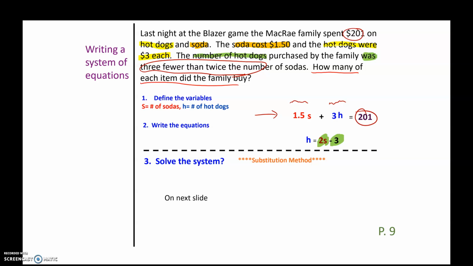Some people get this backwards. They'll do 3 minus 2S. Pay attention to what it's saying. It's 3 less than the doubled amount of sodas. So you've got to get the double amount of sodas and then take the 3 away from it.